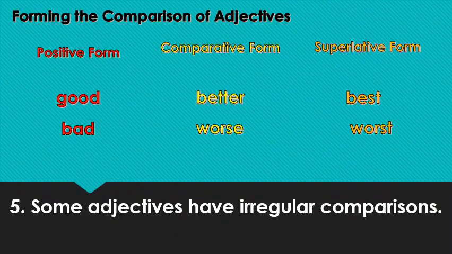How about for irregular adjectives? Some adjectives have irregular comparison. For example, the word good. Its comparative form is better. Superlative form is.